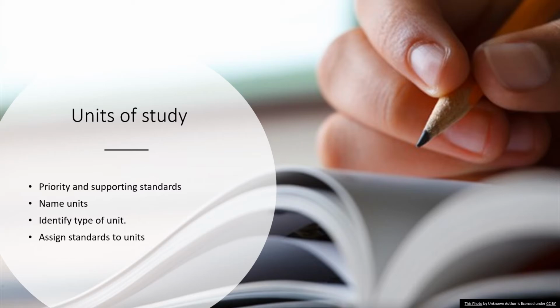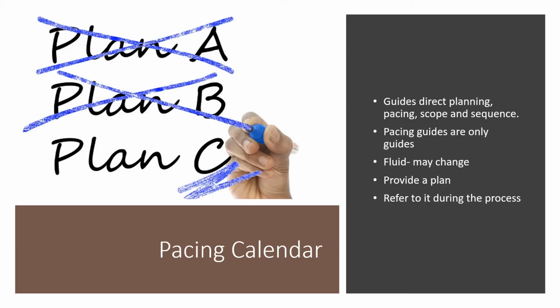Then after you name your units, you're going to take all of those priority and supporting standards and assign them to a unit. Some may go to more than one unit. Some may only be in one unit. Once you've planned how many units you need during the year, and you've already thought about approximately how much time each unit will take, you need to make a pacing calendar.